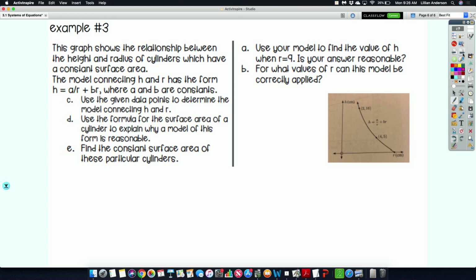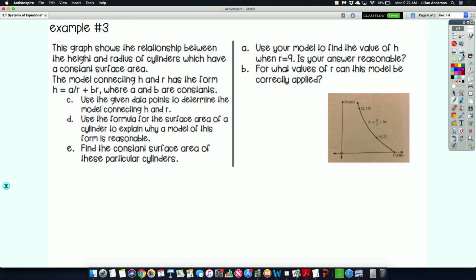This graph shows the relationship between the height and radius of cylinders which have a constant surface area, a surface area that's never changing, but the height and the radius are. The model connecting H and R has the form of H equals A divided by R plus BR, where A and B are your constants. We're going to use the given data points to determine a model connecting R and H.